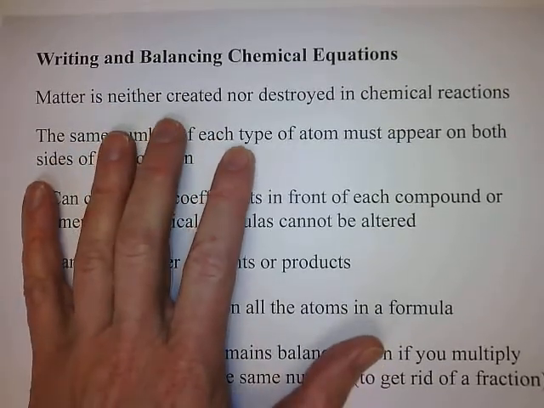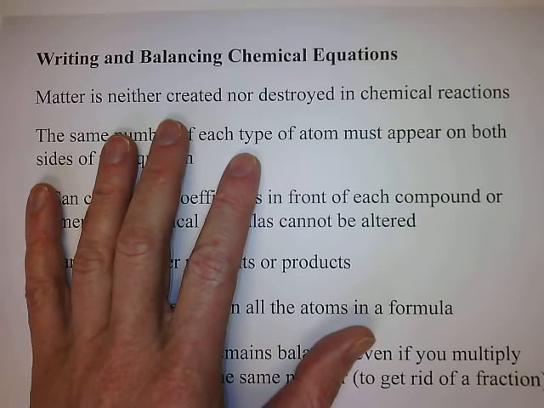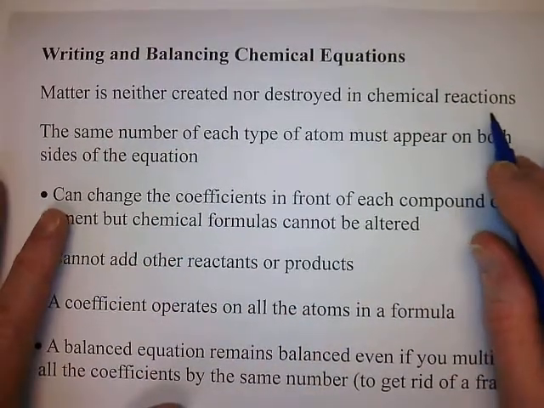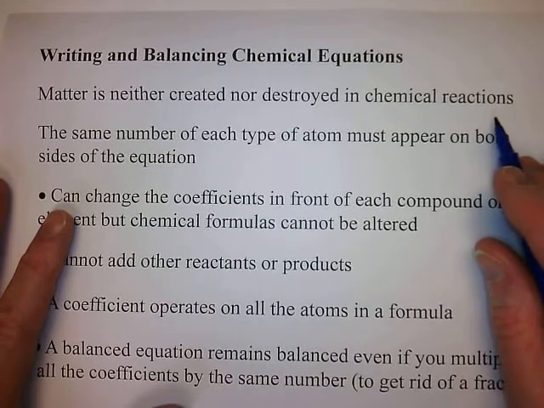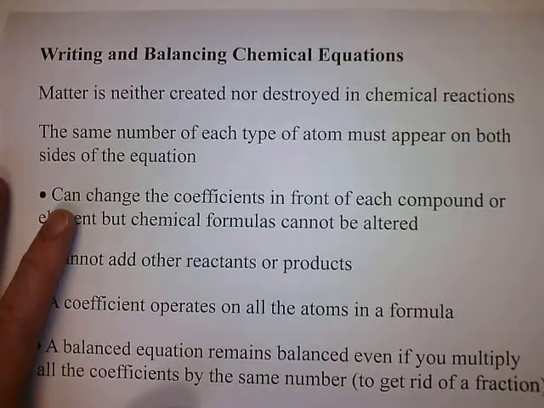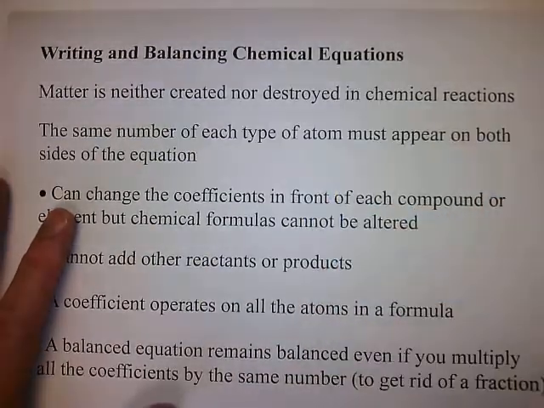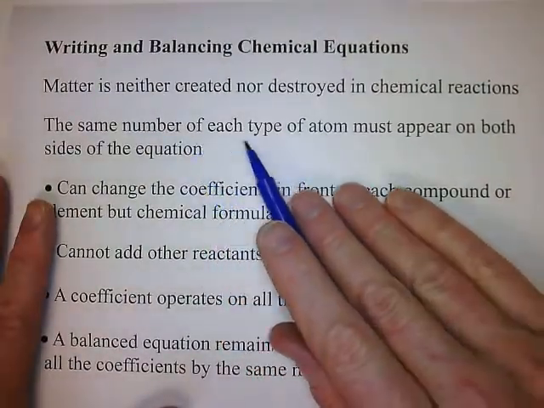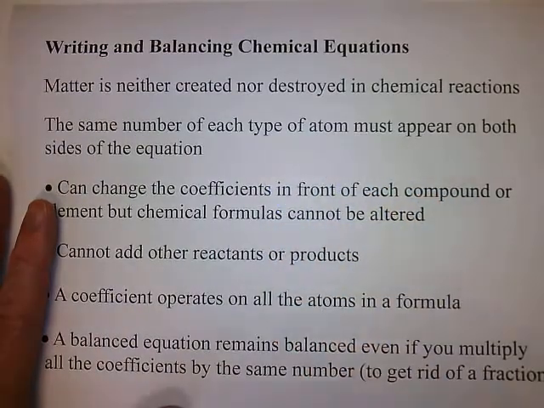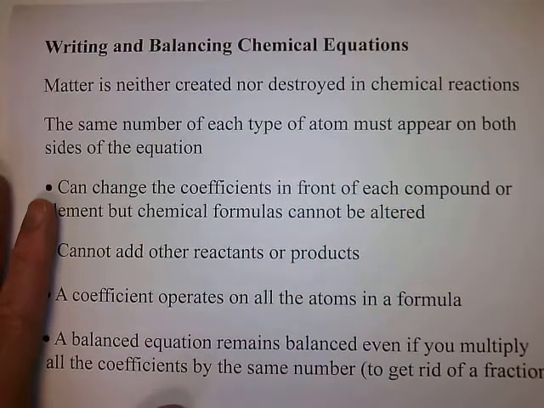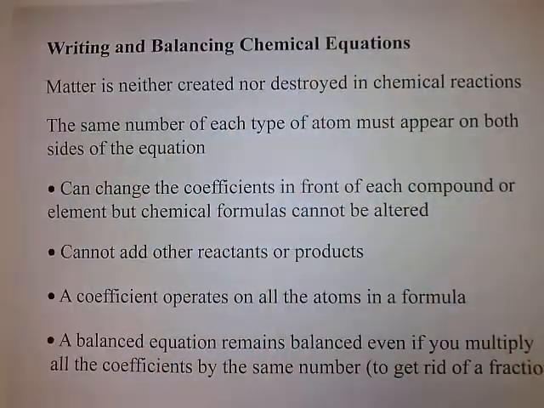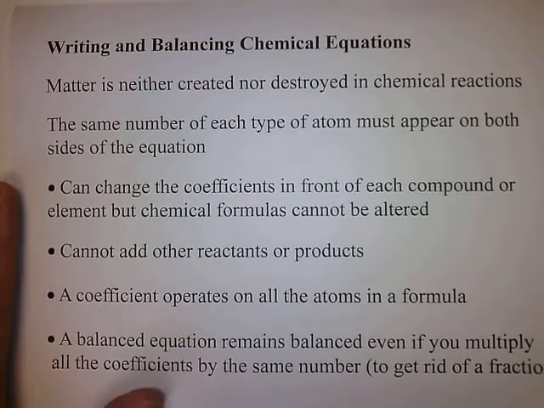So matter is neither created nor destroyed in a chemical reaction. All a chemical reaction does is rearrange the atoms that are already present. It does not convert one type of atom into another. Okay? So the same number and type of atoms must appear on both sides of the equation. If you have, let's say, 6 carbon atoms on the left side of some equation, you're going to have 6 carbon atoms on the right side.